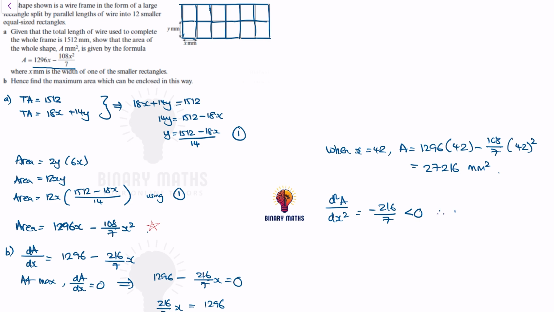Therefore, max occurs when x equals 42. Therefore, maximum area is equal to 27216 millimeters squared.